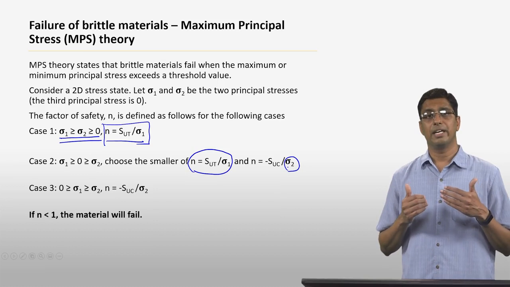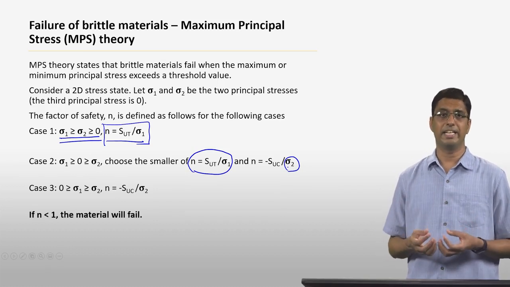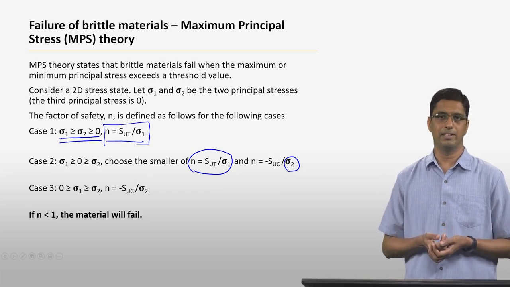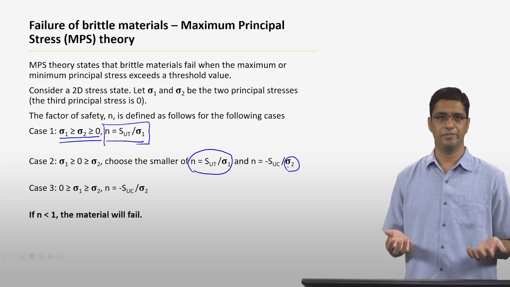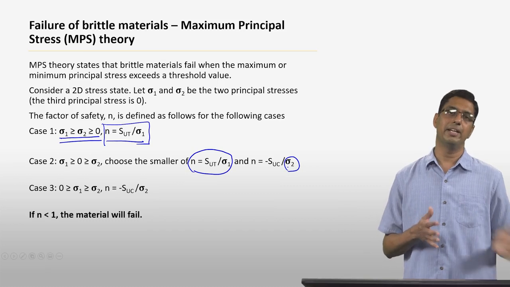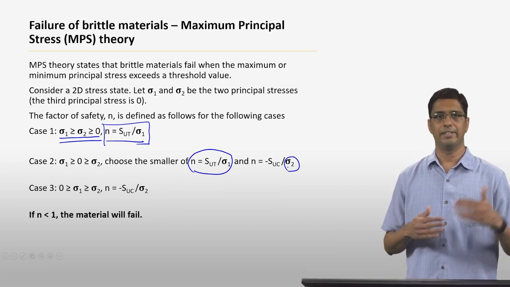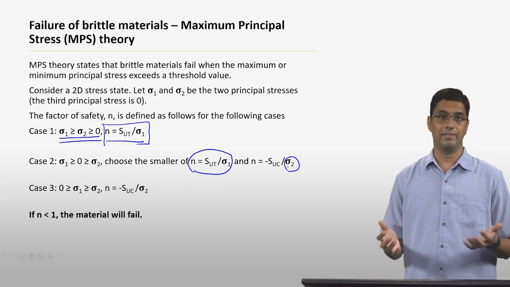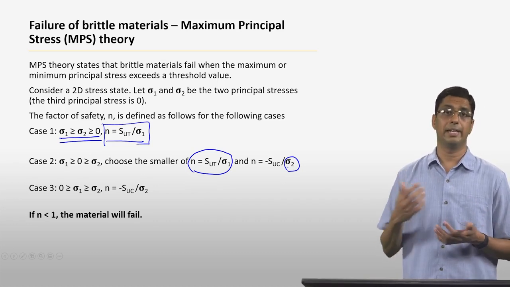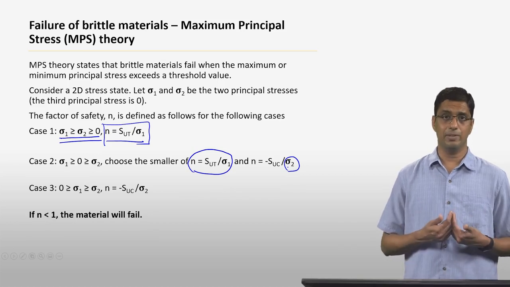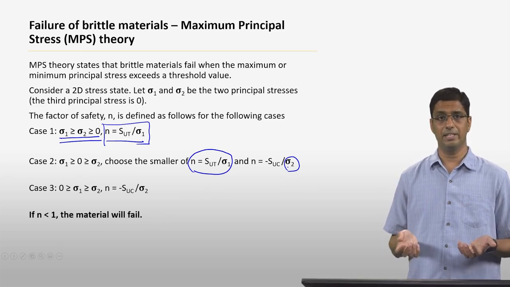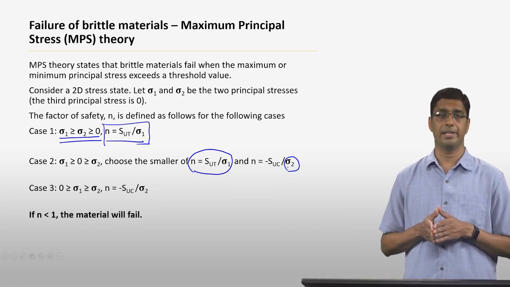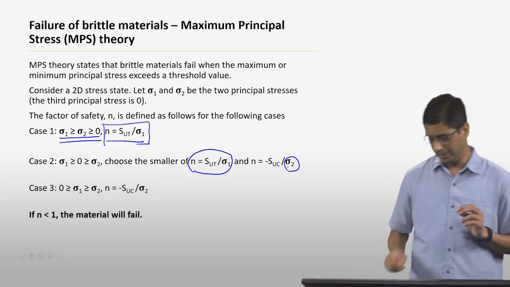Now, it only means factor of safety if the n value is greater than 1. If the n value is less than 1, there is no factor of safety. It means that the material is going to fail. So that is how you determine whether a material is going to fail or not. If n is greater than 1, it will probably survive, and how easily it will survive depends on how much n is greater than 1. But if it is less than 1, it is very likely that the material will fail by fracture. So that is how the maximum principal stress theory is defined for brittle materials.